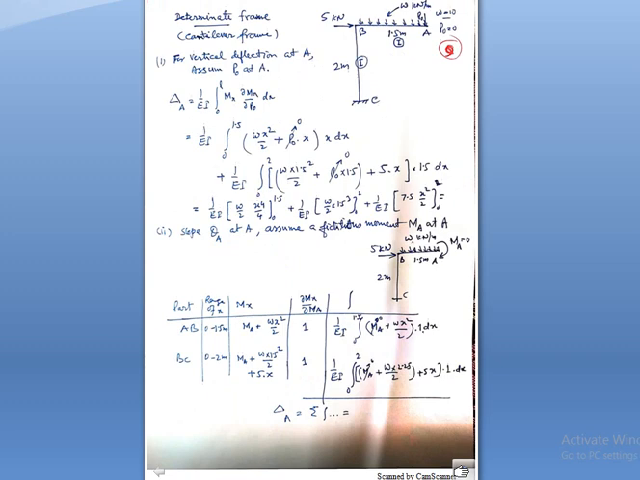See here, theta is minus. It means the real rotation at B will be anti-clockwise, that is opposite to the moment assumed. So this negative sign indicates that the direction of the slope theta B is opposite to the direction of the fictitious moment MB. Next.